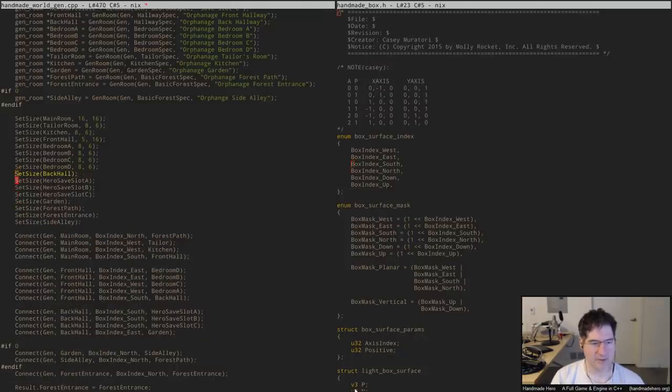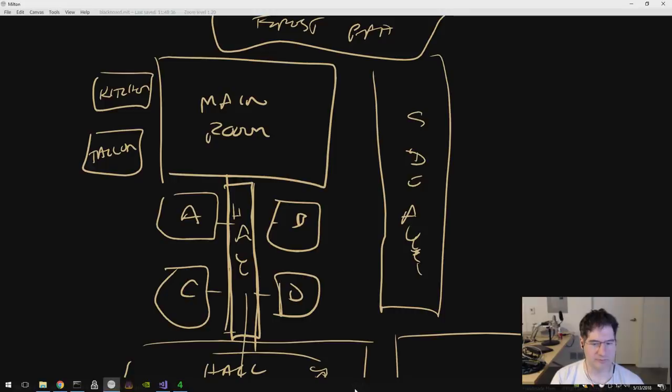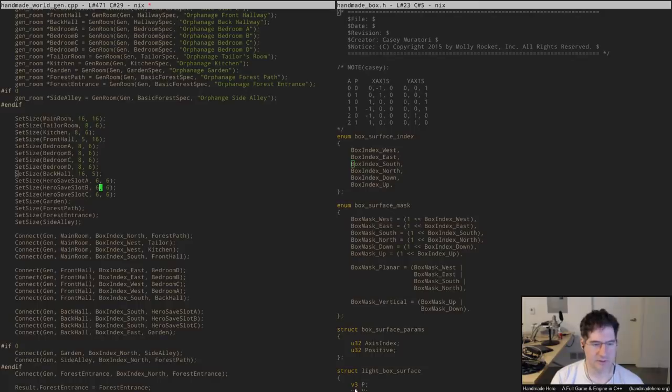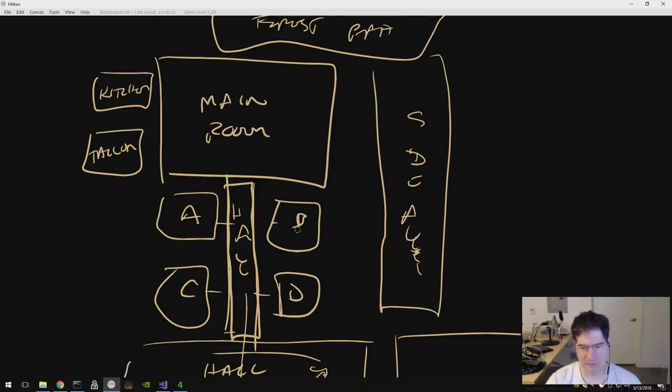All right, so then we want a back hall. This is going to be the opposite of the other one. This is going to be more like a 16 by 5, right? The save slots, maybe your room's pretty tiny. Sorry, hero. And there's 3 across the bottom. So this actually wouldn't quite fit along the bottom. So maybe more like that. Again, sorry, Hero, you're so tiny. Maybe we'll expand those out.